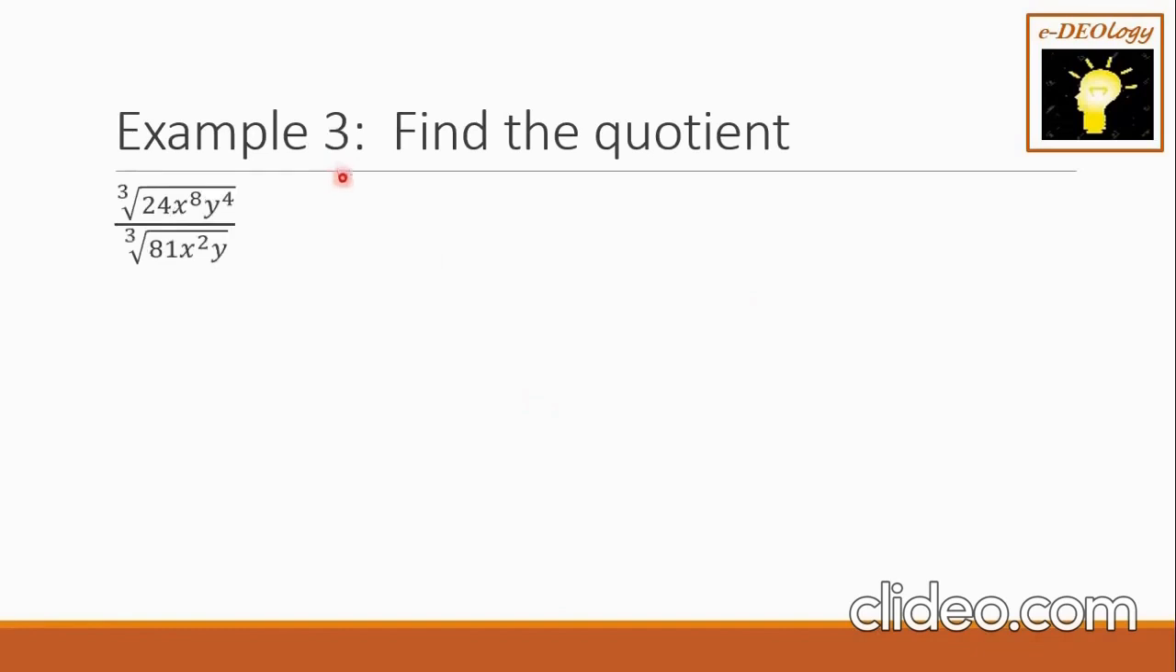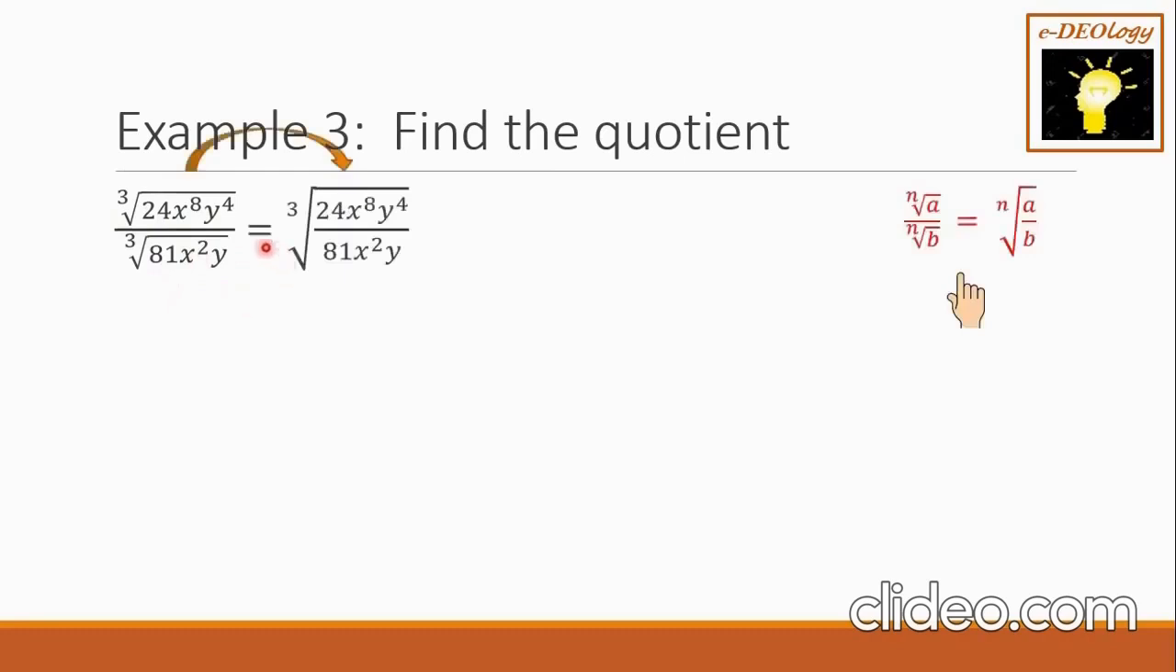Let's have example 3. We have here the cube root of 24x raised to 8, y raised to 4, all over the cube root of 81x squared y. So we will apply our quotient property. So we're going to combine these two radicals into one big cube root.